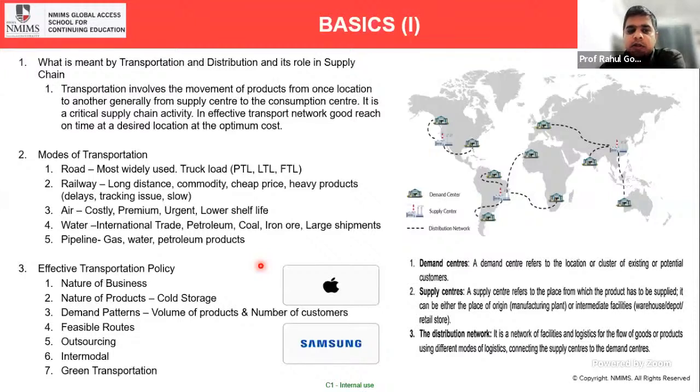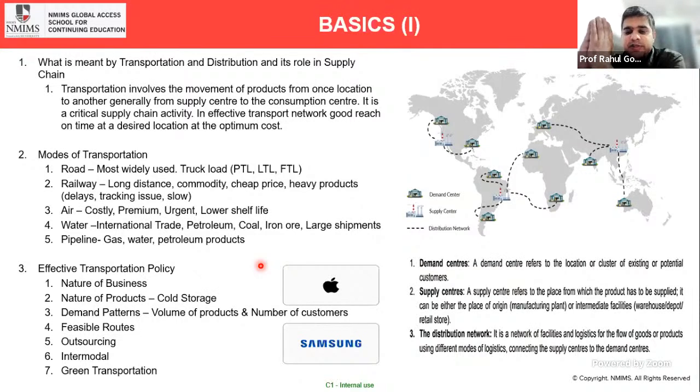When we talk about transportation and distribution, there is a very fine difference between the two. Transportation is the actual movement of products from one location to another, and largely the movement is from a supply center to a consumption center. A supply center could mean a factory, a central warehouse, or a regional warehouse. Consumption or demand centers are consumers, customers, distributors, retailers. Sometimes the flow can also be reversed. If the goods are not of good quality, or we are talking about reverse logistics, the goods can move back from the demand center to the supply center as well.